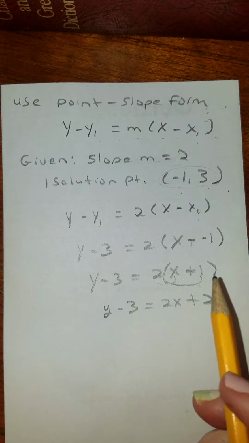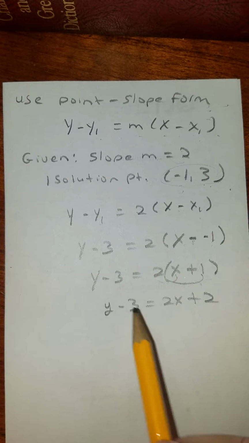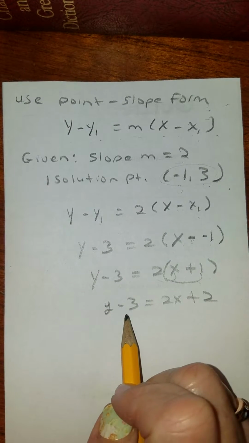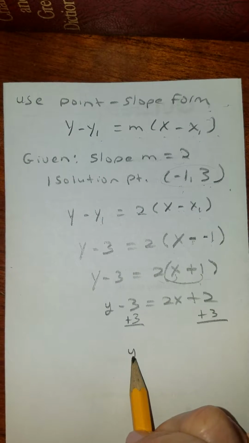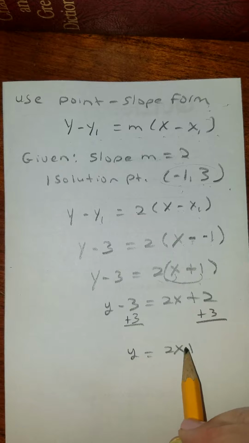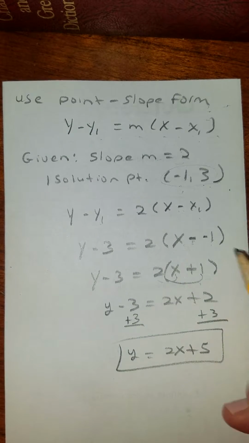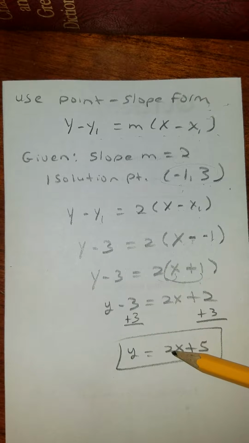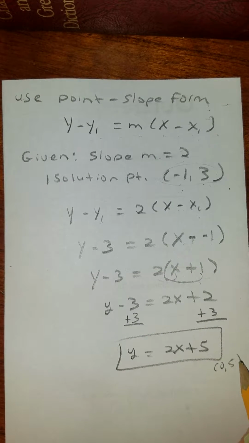And my goal is to get the equation of the line in the y equals mx plus b form. So I've got to get y by itself. So I'm going to add 3 to both sides. And I get y equals 2x plus 5. I now have the equation of the line where the slope is 2. And I have the y-intercept, right? This is the y-intercept.